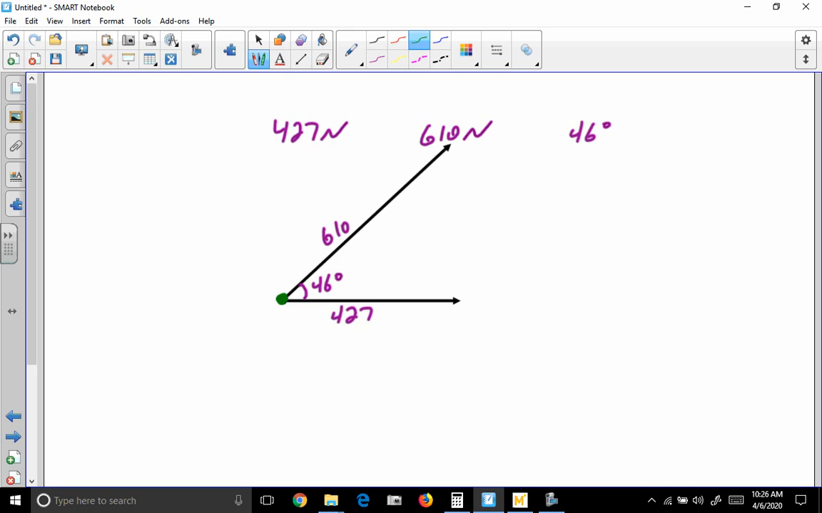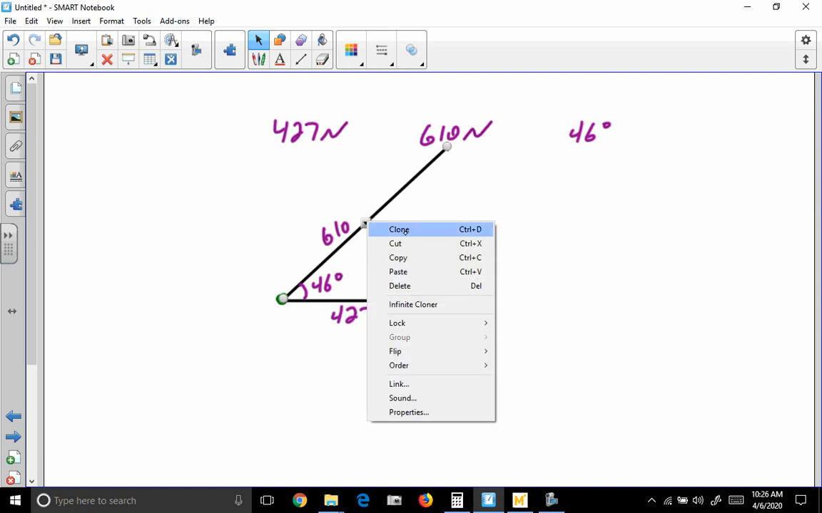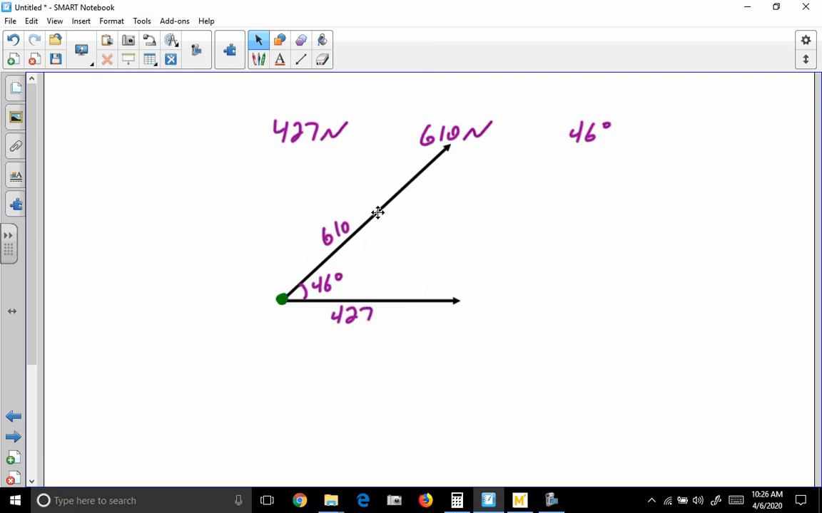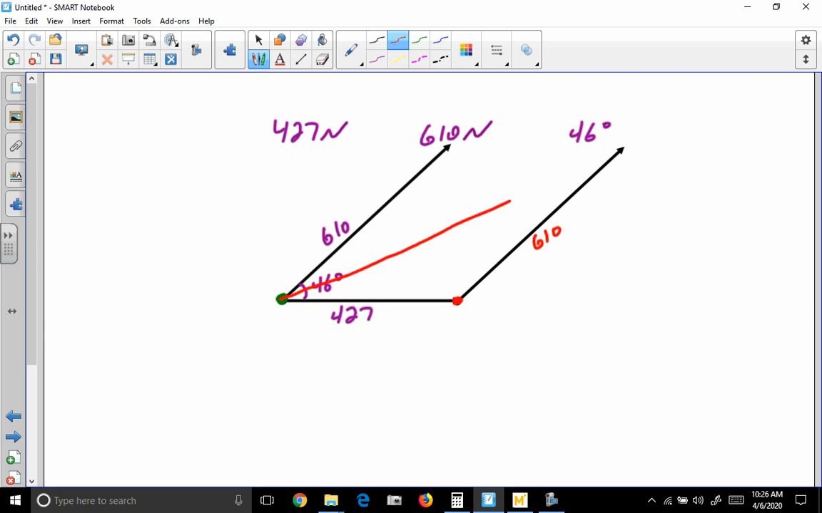So remember, we have to put our vectors tail to head. So let's take this slanted one and slide it down. The easiest way I can do that is I can just make a copy of it and slide it down. So this vector and this vector are equivalent, as I just made a copy. Now my vectors are tail to head, so our resultant is here.